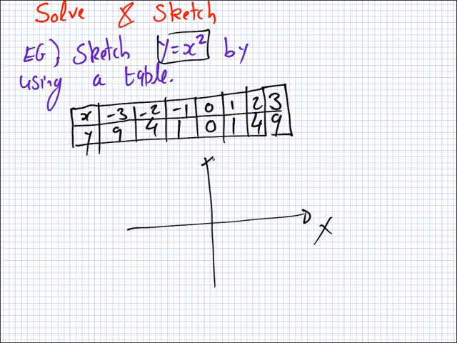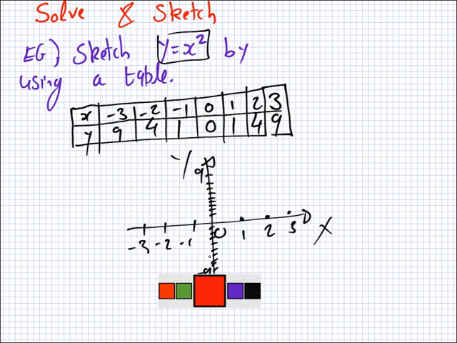There's x, there's y, there's 0, 1, 2, 3, -1, 2, 3. And 1, 2, 3, 4, 5, 6, 7, 8, 9. Sorry, it's a little squished.